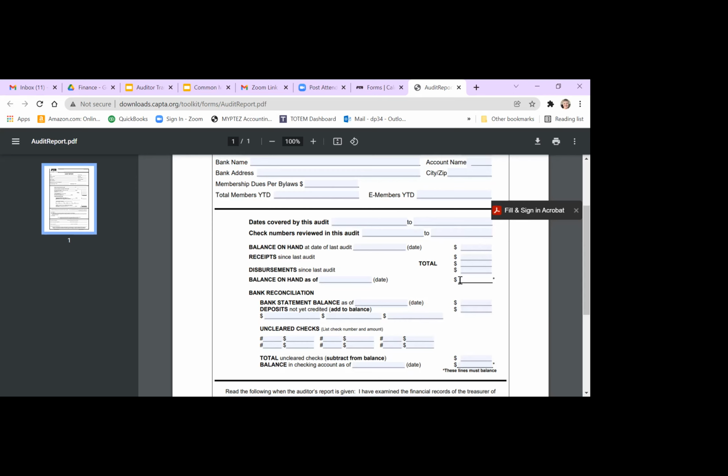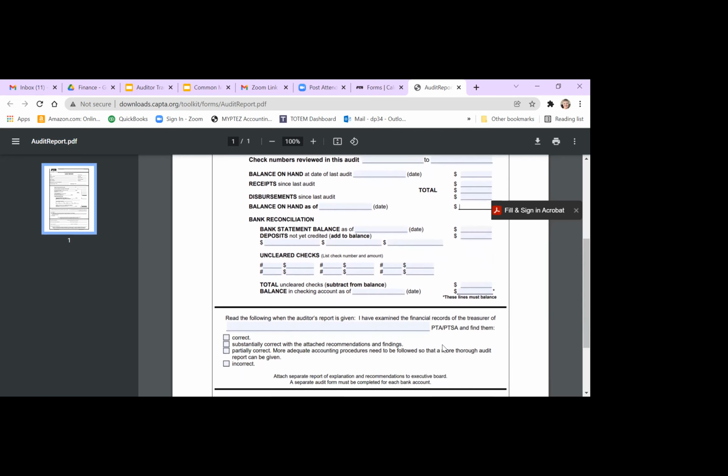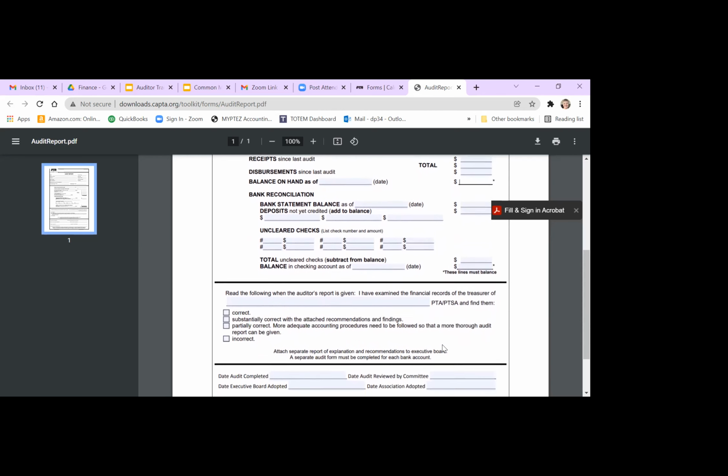But going back to what I was saying earlier, with these uncleared checks, a lot of times we aren't thinking, and when we do the new audit, we accidentally add them back in. So that's a mistake we make often. But are there any questions as to how to fill this form out?